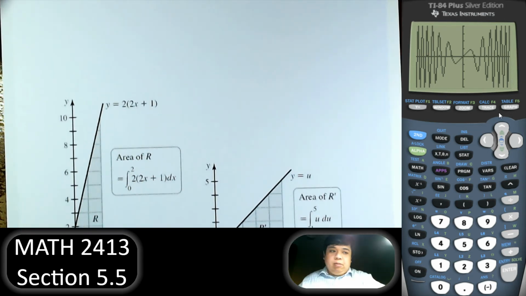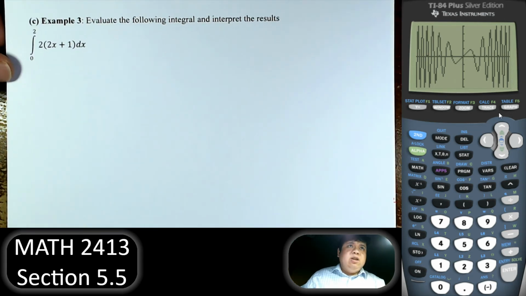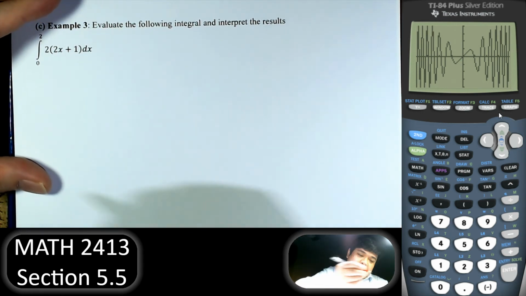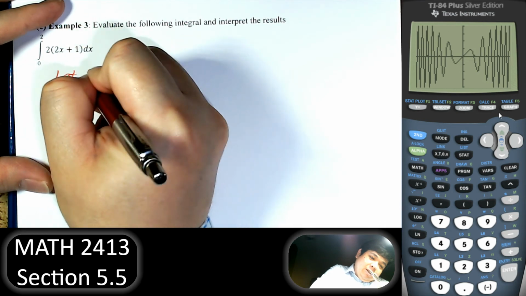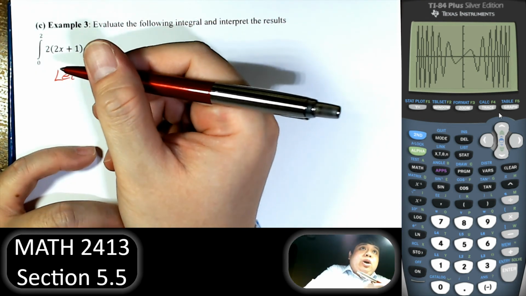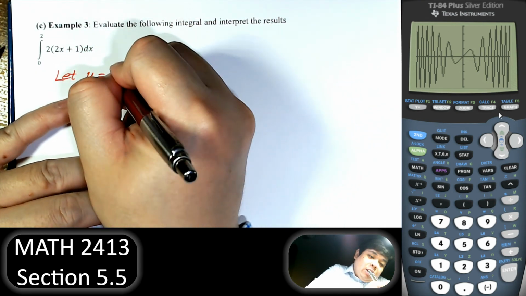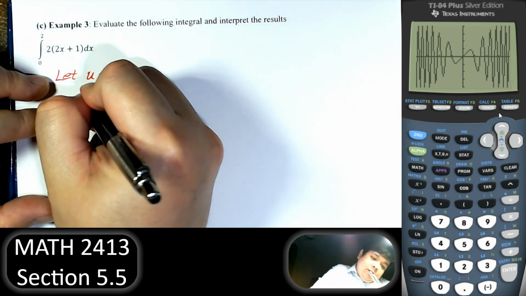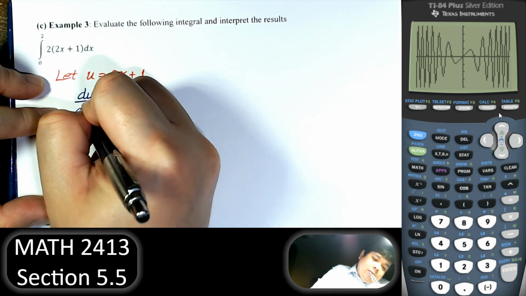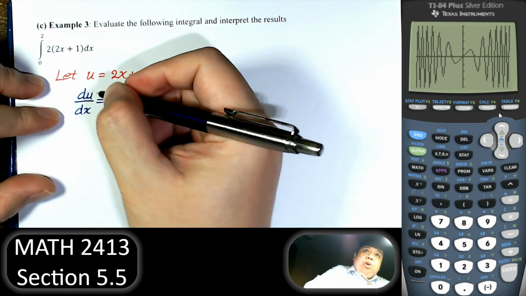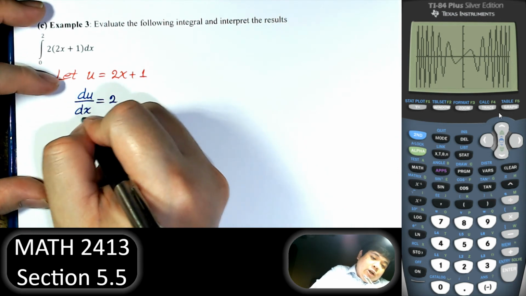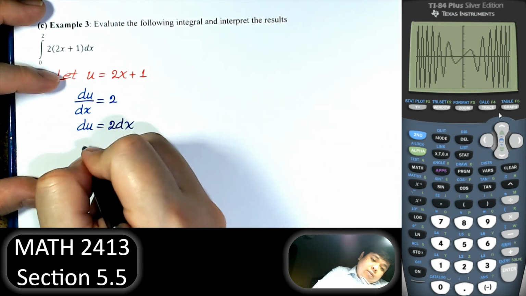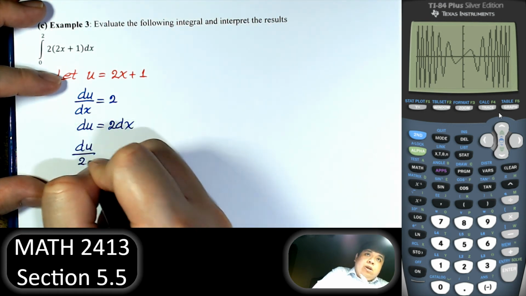Right. Last problem. Evaluate this. You might say that is probably the easiest example, right? Yeah, so let's just do that quickly. Let u equal 2x plus 1, and we take the derivative. du over dx is equal to 2, so du equals 2 times dx, or du over 2 is dx.